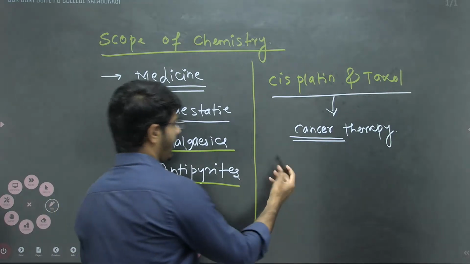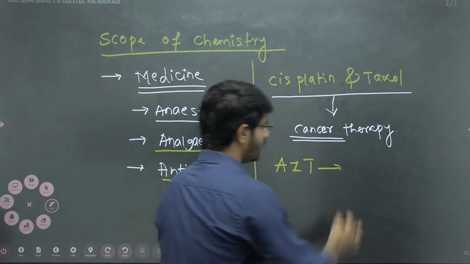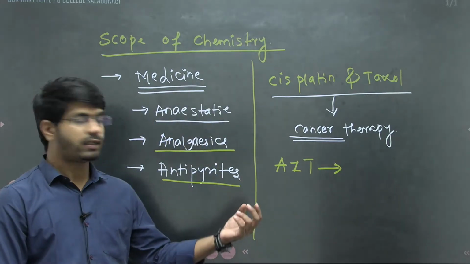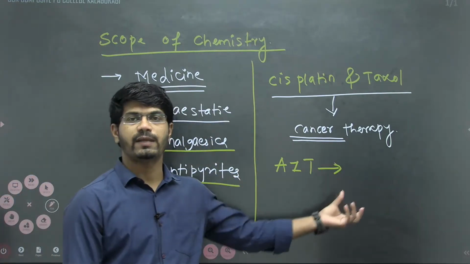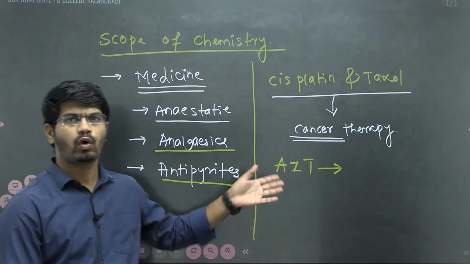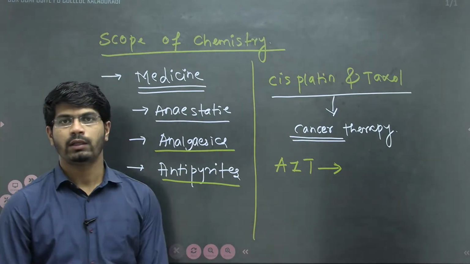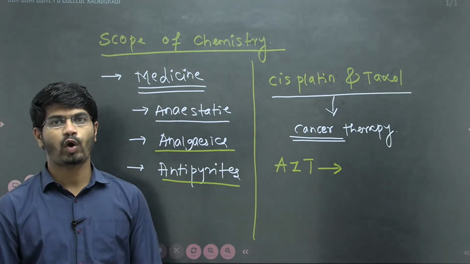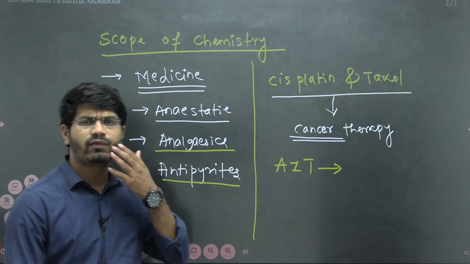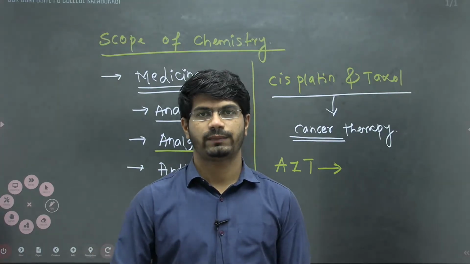Another one is AZT. It is an important discovery of medicine. It is used for AIDS victims. Previously it was known that there were no medicines for AIDS victims, but now chemistry has given an important medicine for them. Like that, we have many medicines which are related to chemistry.